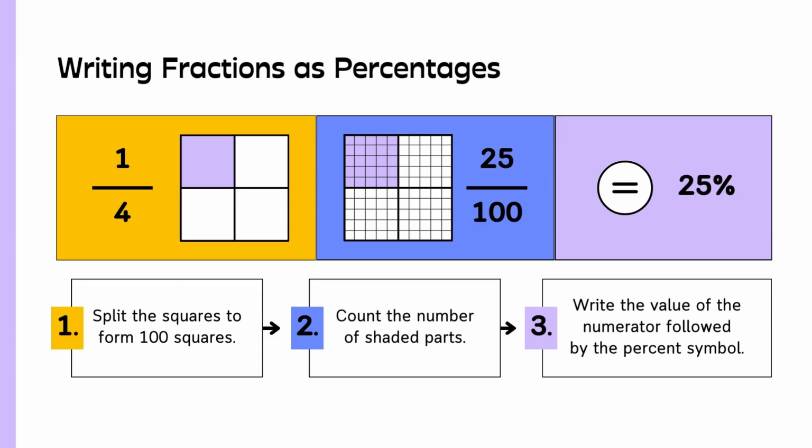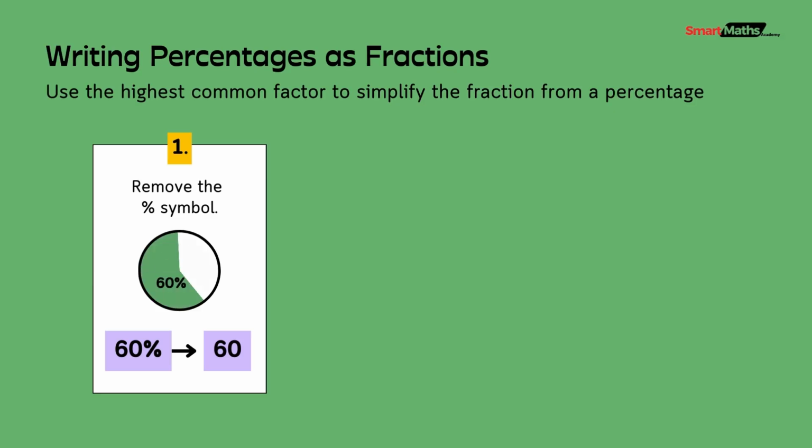So let's now look at how to write percentages as fractions. I hope this is very clear. So writing percentages as fractions. We're going to use the highest common factor to simplify the fraction for the percentage. The first step is to remove the percent symbol. So we remove the symbol from the percentage, and that will give us 60. When you just remove the percent sign, it gives you 60.